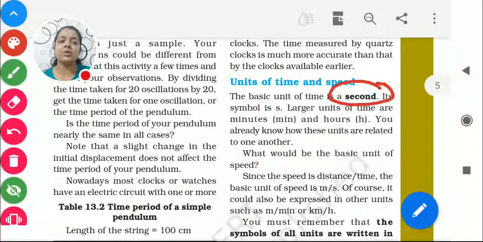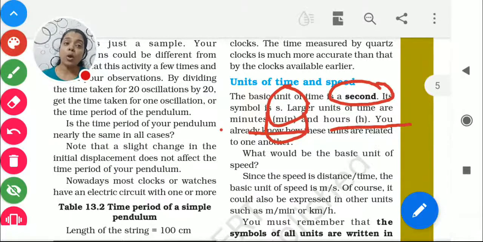Its larger unit is minute. The symbol is min, not mins. Next is hours, that is h. H denotes hours, min denotes minutes, and sec or s denotes the second. This is the unit of time.